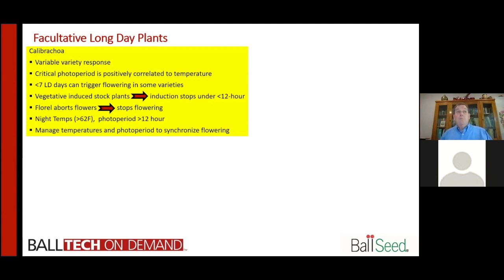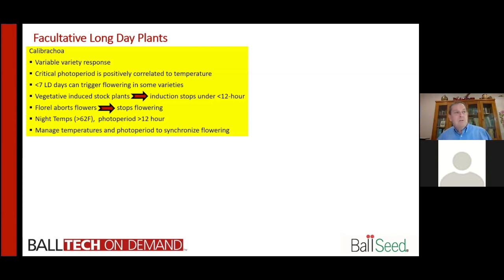Remember, Florel acts like a short day. It aborts the flower. It stops flowering so that you have to restart them. There are classic pictures where the centers of your plants are just all green. They don't have flowers in them, and it's because you've stopped them either through short days or Florel. Be very careful about that.